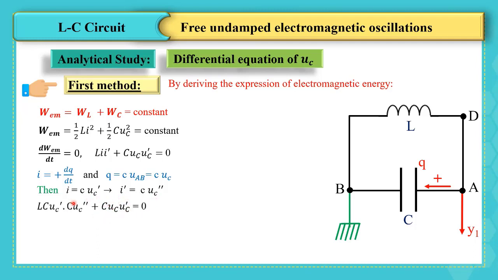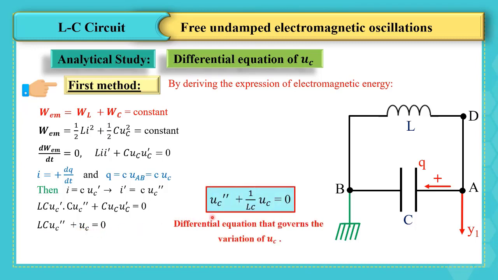Replacing these in the differential equation, we will have L C U_C prime C U_C double prime plus C U_C U_C prime equals 0. And since U_C prime is different from 0, we will have L C U_C double prime plus U_C equal to 0. Divide by LC, we will have U_C double prime plus 1 over LC U_C equals 0. This is the differential equation that governs the variation of U_C.